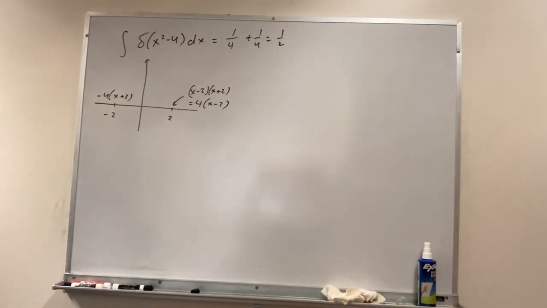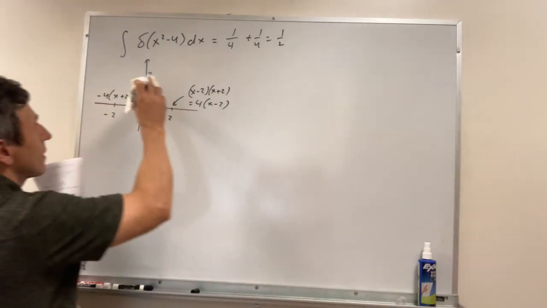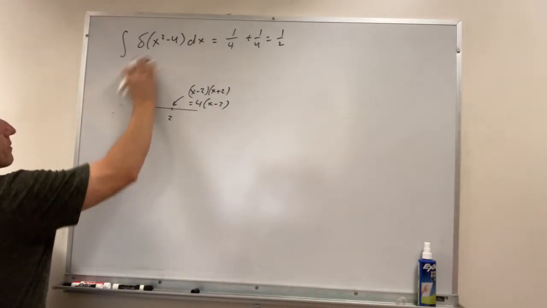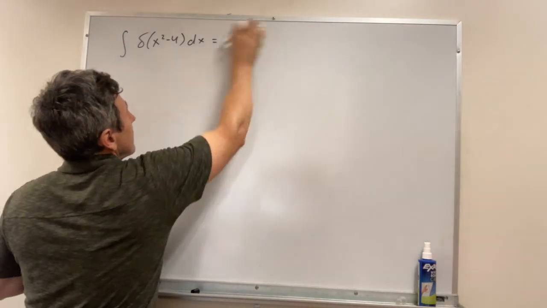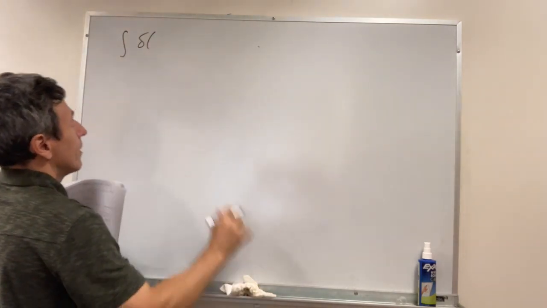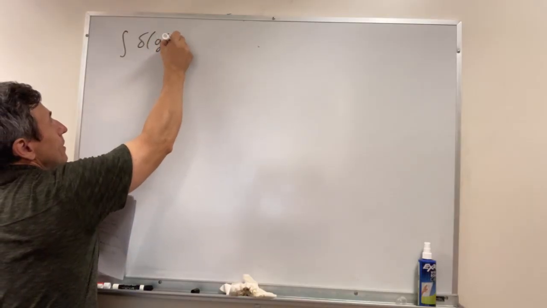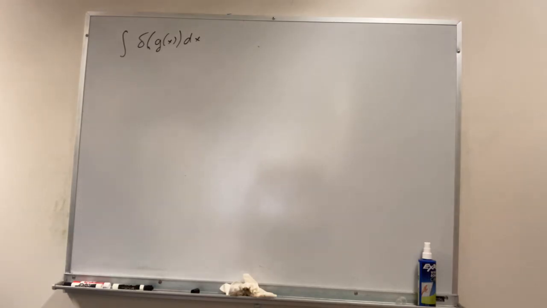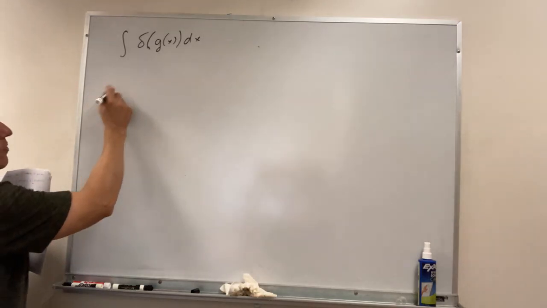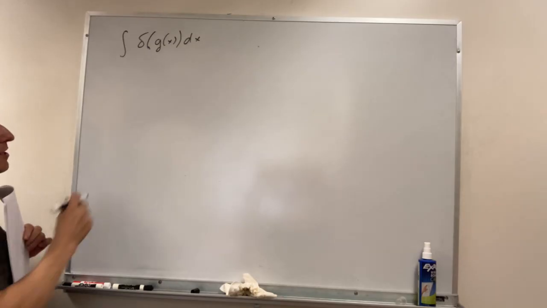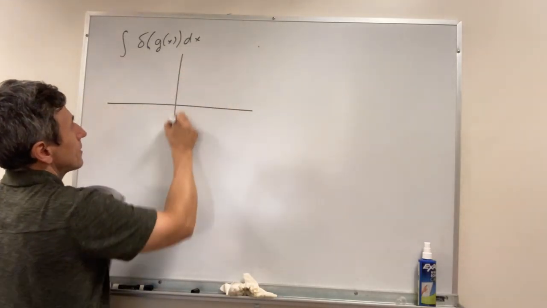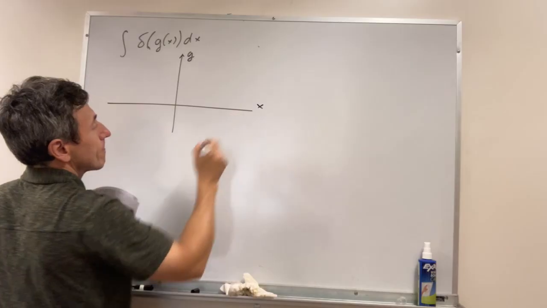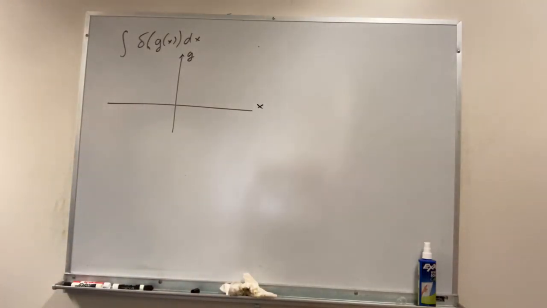Now let's consider a more general form of the delta function, when the argument is some function g which depends on x, in the integral of delta of g(x) dx. So the question is, what will be such an integral? At first we need to look at the profile of the function g. So we plot g as a function of x, and we are looking at the points at which function g is 0.